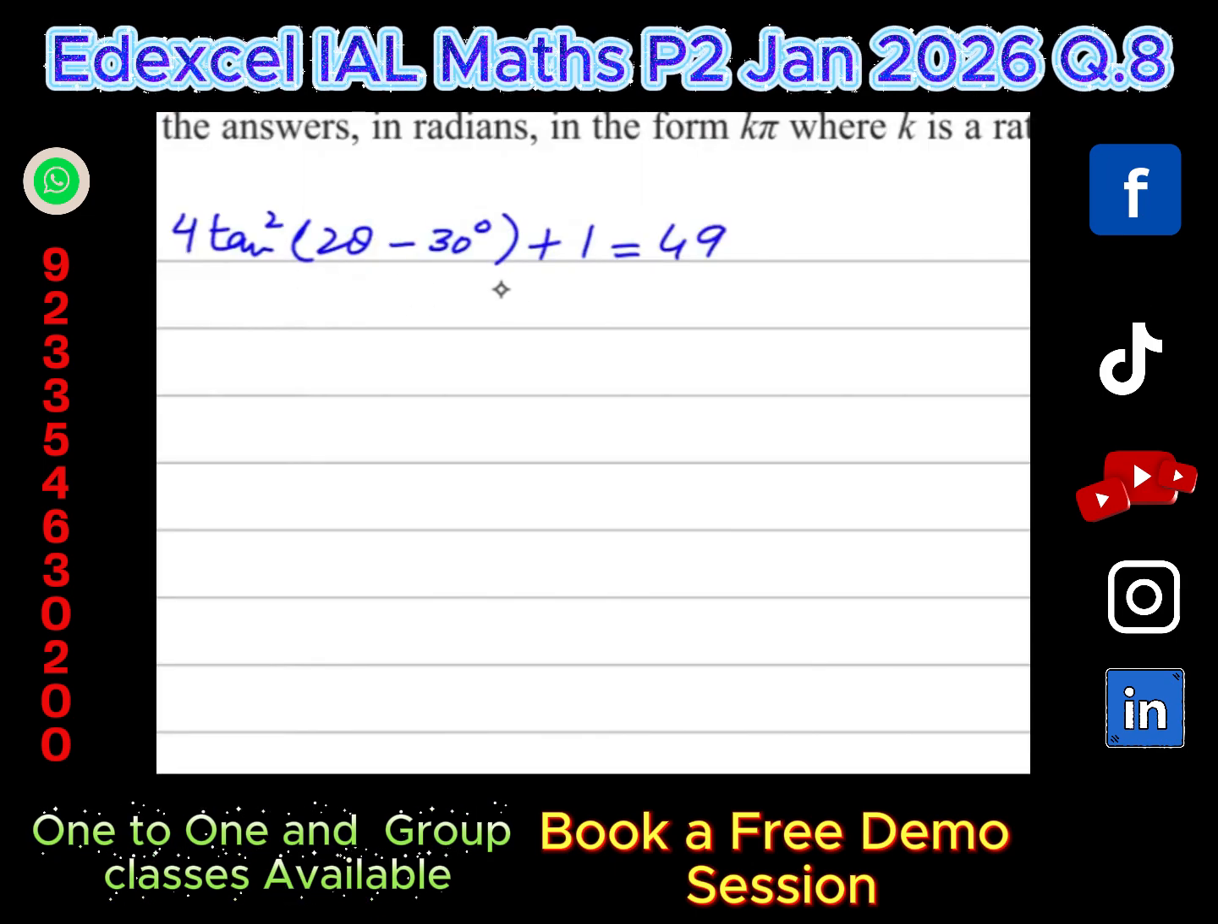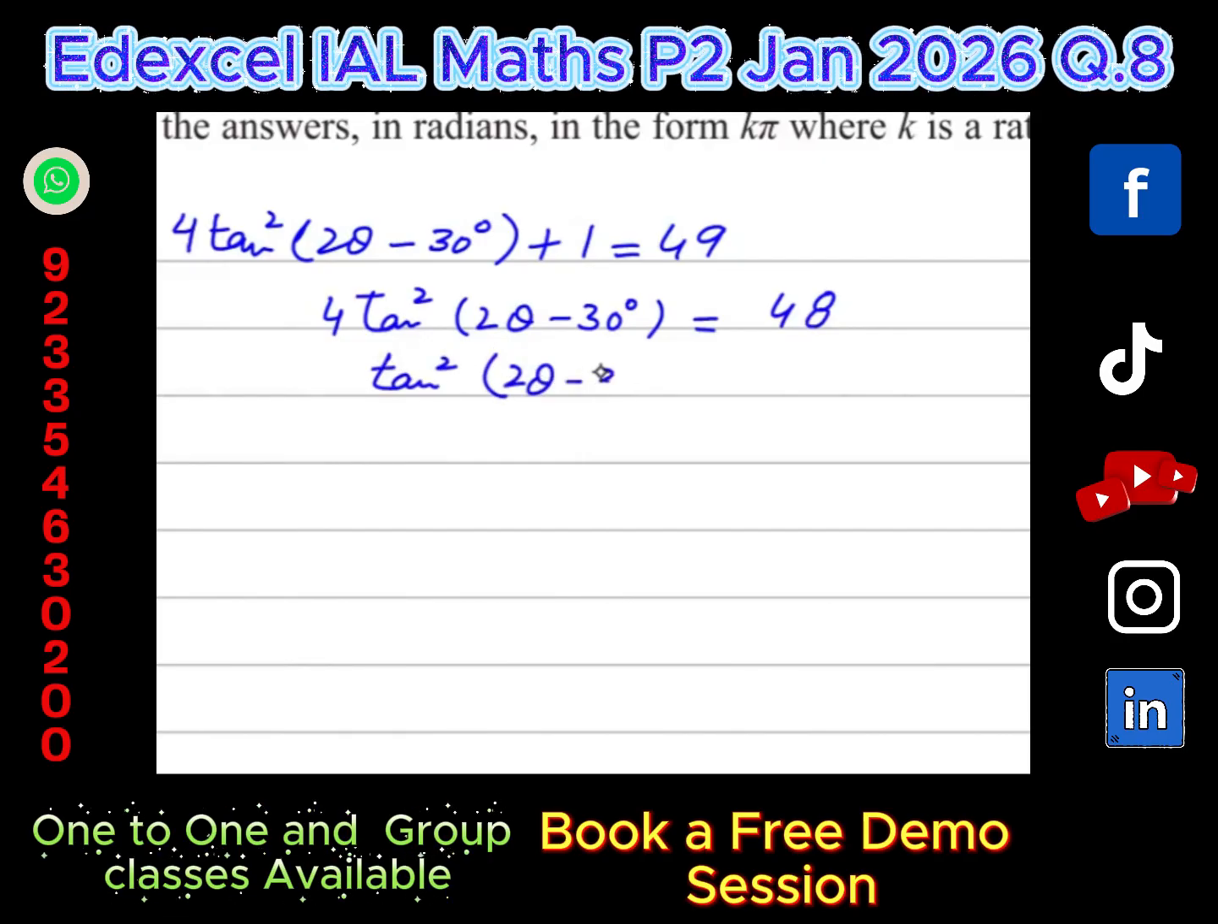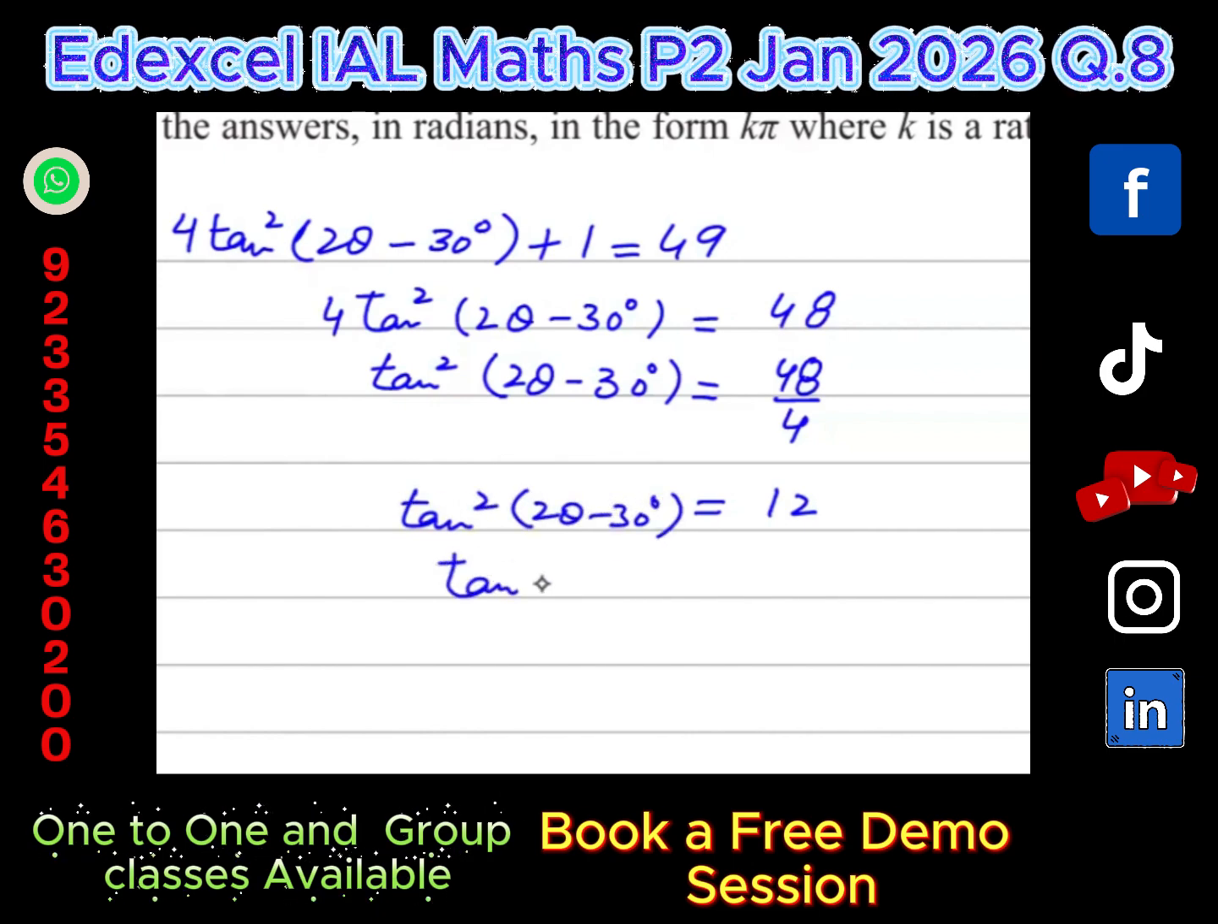First of all, we simplify this equation. 4 tan square (2 theta minus 30 degree) is equal to 49 minus 1, which is 48. This is tan square (2 theta minus 30 degree) is equal to 48 by 4, which is 12. Now, taking square root on both sides, we get tan (2 theta minus 30 degree) is equal to plus minus square root 12.